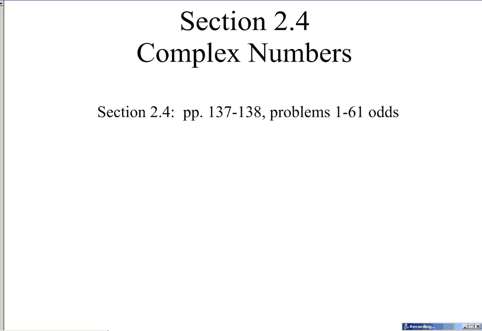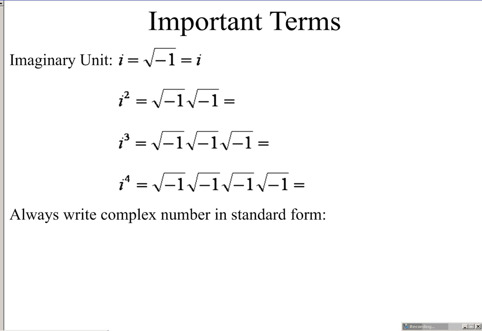Section 2.4, complex numbers. Imaginary unit i. Up until now, everything that we have done has been in the real number system. Now we're going to begin working in the complex number system as well. In order to do that, we need to know how to handle the square root of negative numbers. We're going to do that through the imaginary unit i.